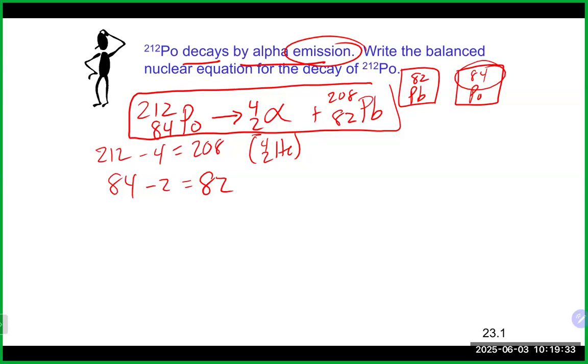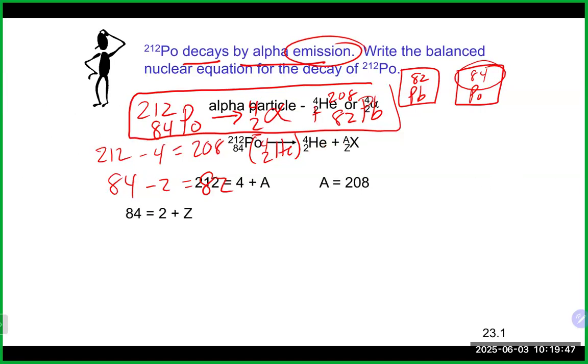Any questions out there? So not too bad. When you're balancing nuclear equations, pretty much all you need is the periodic table. Maybe a calculator is necessary, but it's just adding, basically subtracting, so should be okay.